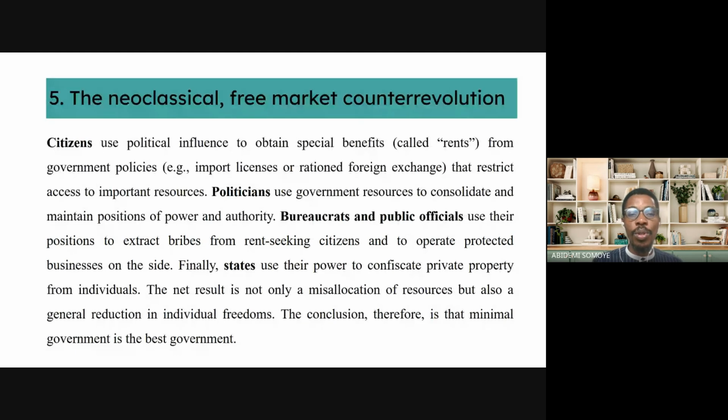Politicians use government resources to consolidate and maintain positions of power and authority. Bureaucrats and public officials use their position to extract bribes from rent-seeking citizens and to operate protected businesses on the side. Finally, states use their power to confiscate private property from individuals. The net result is not only a misallocation of resources, but also a general reduction in individual freedoms. The conclusion, therefore, is that minimal government is the best government. So, neoclassical is saying that minimal government is the best government.